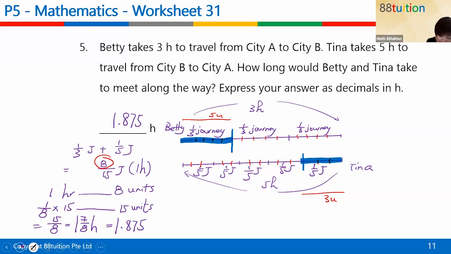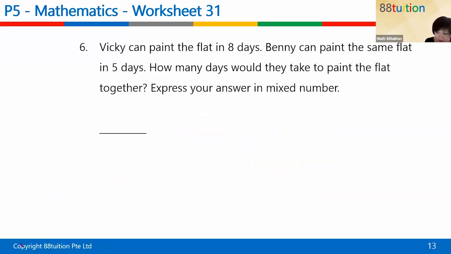Question number 6. Vicky can paint the flat in 8 days. All right. Benny can paint the same flat in 5 days. How many days would they have to take to paint the flat together? Okay, this one can be done in the same way. Last week we put it into fractions. I'm not too sure which one you like, so I'll do a different way for this one. You all try and see if you can understand.